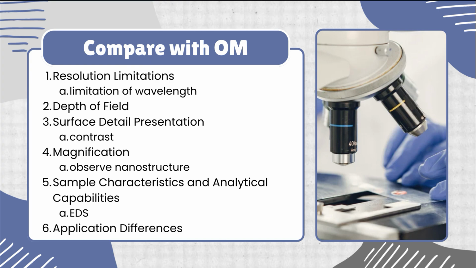The second thing is depth of field. OM has a limited depth of field, offering a narrow focus range that makes it challenging to clearly observe multiple layered structures. And SEM provides a much greater depth of field, allowing clear visualization of surface structures with depth, making it suitable for 3-dimensional morphology observations.